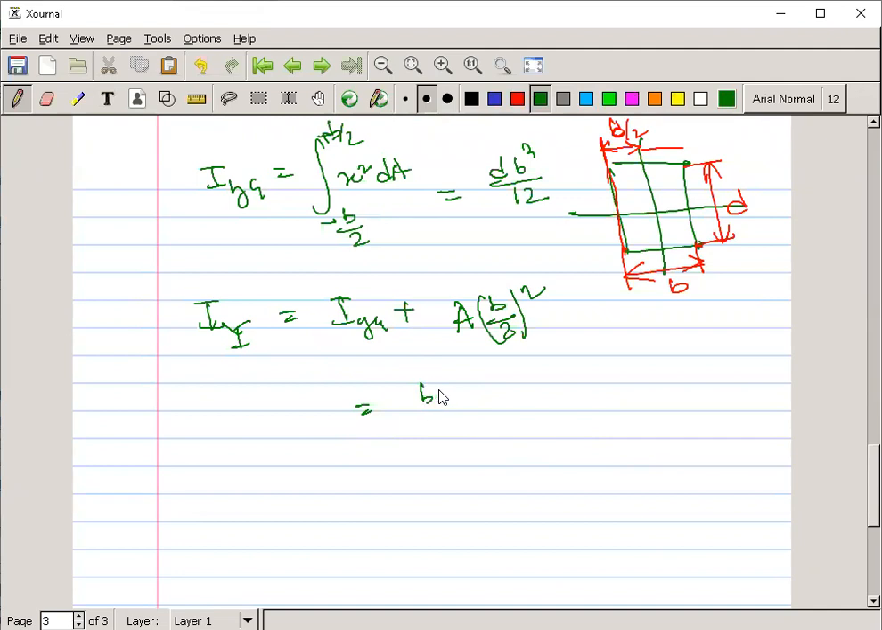answer is d b cube by 12 plus b d into b square by 4, which is nothing but d b cube by 3. Clear?